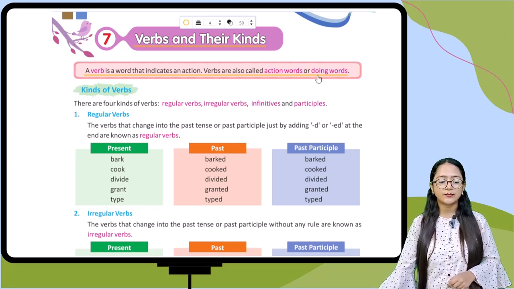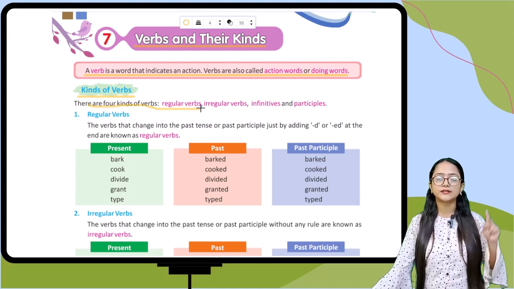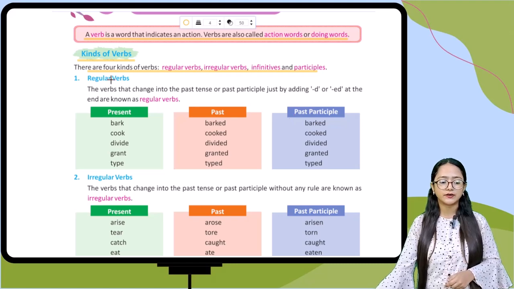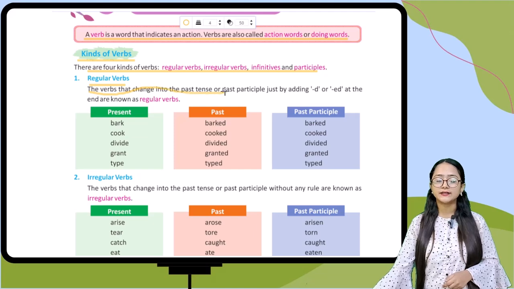Now let's talk about kinds of verb. There are four kinds of verbs. First one, regular verbs, then irregular verbs, then infinitives and participles. So let's talk about it in detail. First one is regular verbs. The verbs that change into the past tense or past participle just by adding d or ed at the end are known as regular verbs.